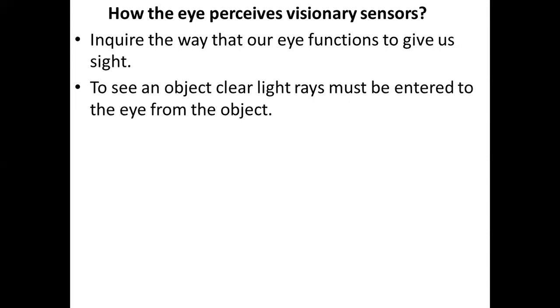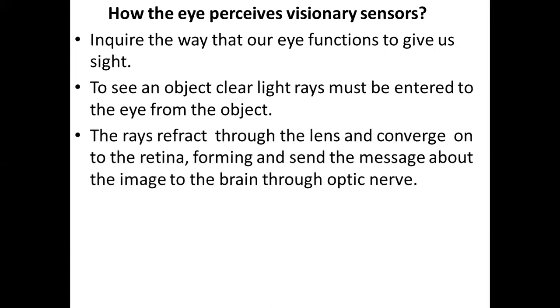To see an object, clear light rays must enter the eye from the object, and there should be light. Then clear light rays enter my eyes from the child. Then the rays are refracted. Refracted means not reflection. Refraction is when light enters from one medium to another, it bends while traveling. That is called refraction. The rays refract at the lens and converge on the retina.